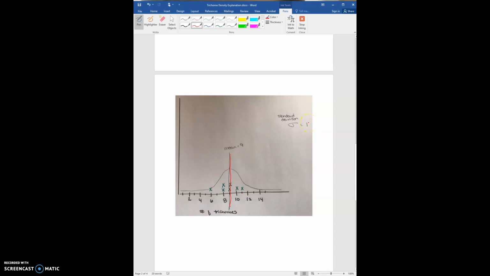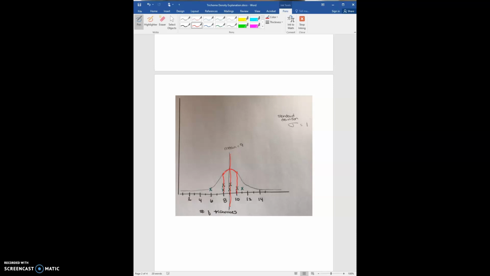And so if we wanted to know with 68% confidence, we would have drawn a line here and drawn a line here. So that if we were to pick up a plant and count the number of trichomes, we would be 68% confident that the number of trichomes would fall within this range. So that would be 68% confidence.